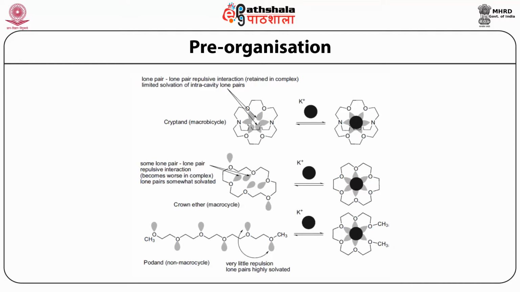However, when you look at a macrocycle like crown ether, there is somewhat less lone pair repulsive interaction, and it is somewhat solvated. But if you look at this podand, even though there is little repulsion of lone pairs, they are very highly solvated. And when you get them into the macrocycle, you see that the solvation effect plays a role, and there is a high enthalpy change involved in this case.